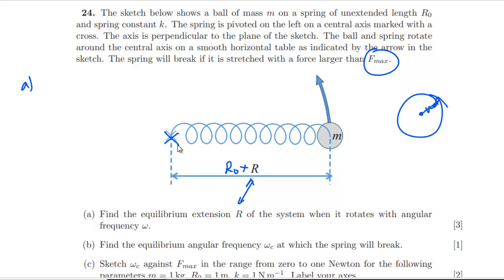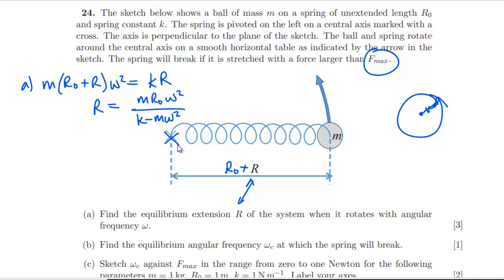Right, so we're just doing F equals ma. So m R omega squared, let's not get these R's mixed. The radius of our circular motion is R0 plus R. So that's m times (R0 plus R) omega squared, and that has got to equal k times R, which is the extension. Just solve this for R. So R is going to be equal to m R0 omega squared, that's our constant there, divided by k minus m omega squared.